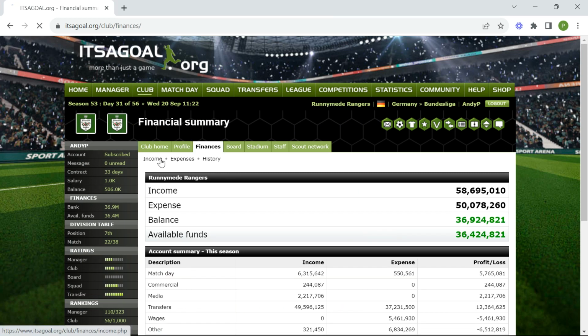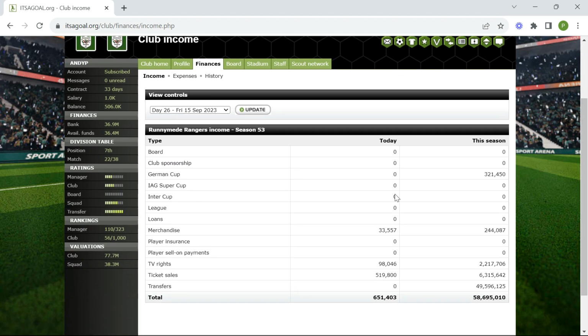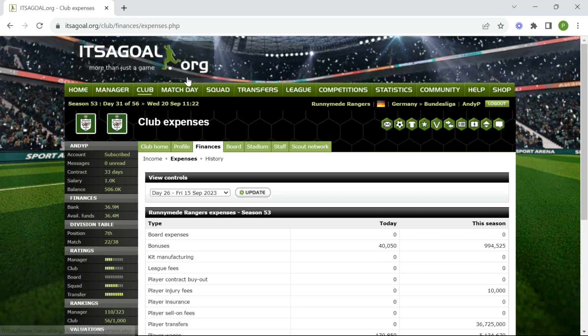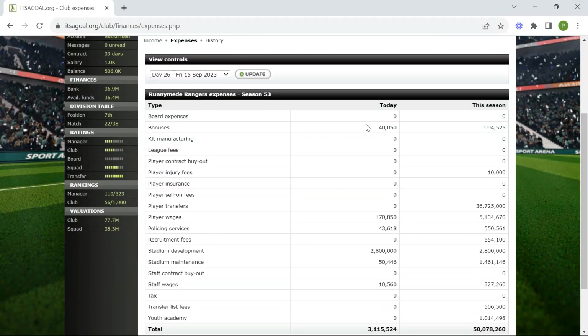So if we take income for example, these are all your income streams. We played at home yesterday, so we got merchandising, which helps. That obviously depends on the amount of crowds you get. We got TV rights, nearly 100,000 for that, and here are our ticket sales, that is the big one. If we look at expenses on the same day, you've got things like player bonuses and players' wages. Look at that, player bonuses are literally, in my case, 25% of player wages.